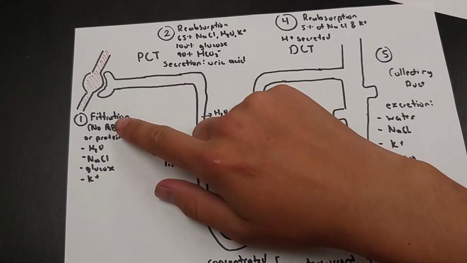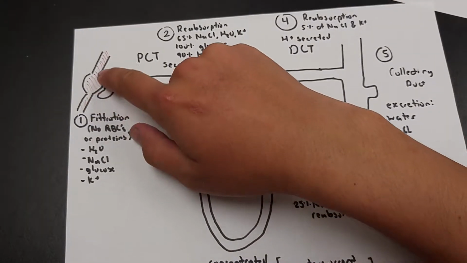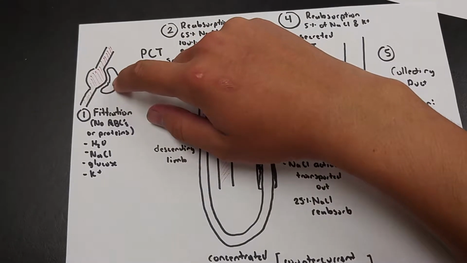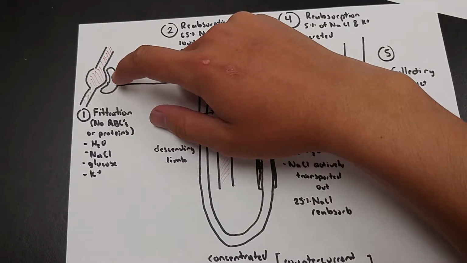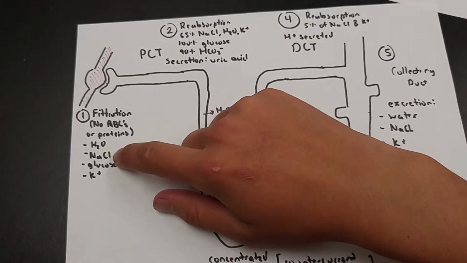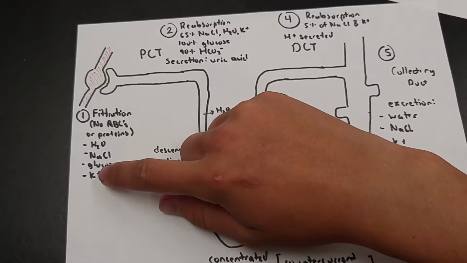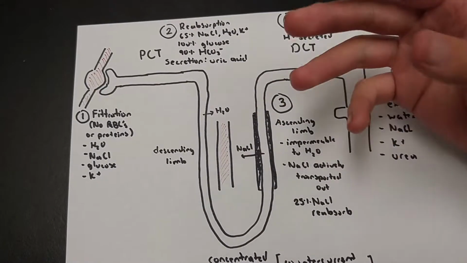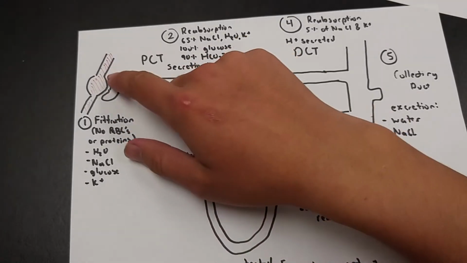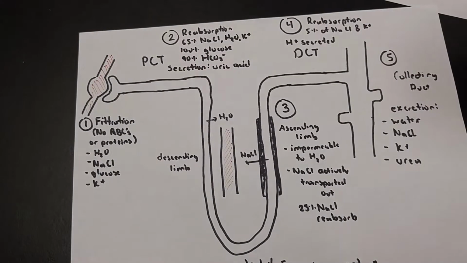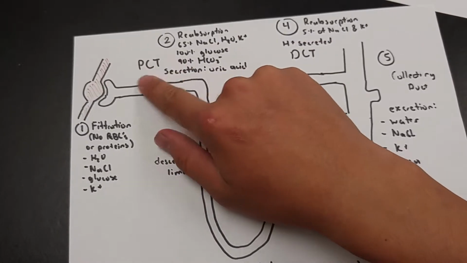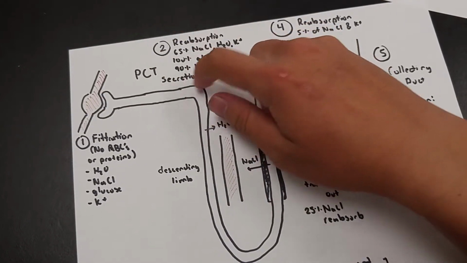Right, so first is filtration, right? So this glomerulus is at a high blood pressure. It forces the blood into the Bowman's capsule, and now it's called filtrate. So what can get through is water, sodium, glucose, and potassium, all the little stuff. Now the big stuff like red blood cells or proteins, they can't get through unless there's something going on right here and it's damaged. Right, so next is the proximal convoluted tubule, and it's responsible for most of the reabsorption.